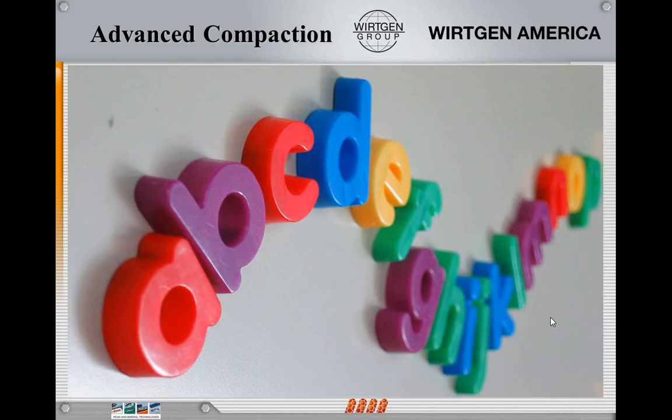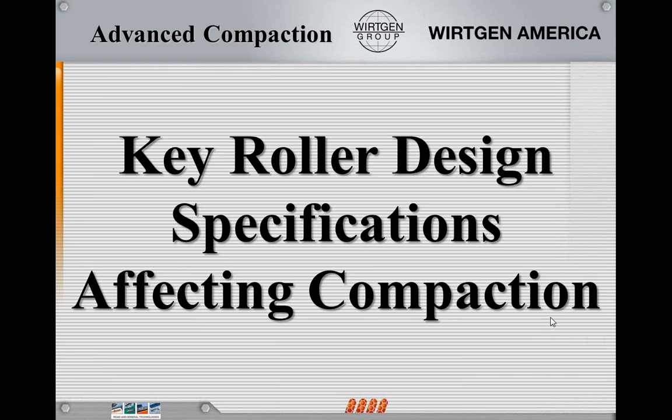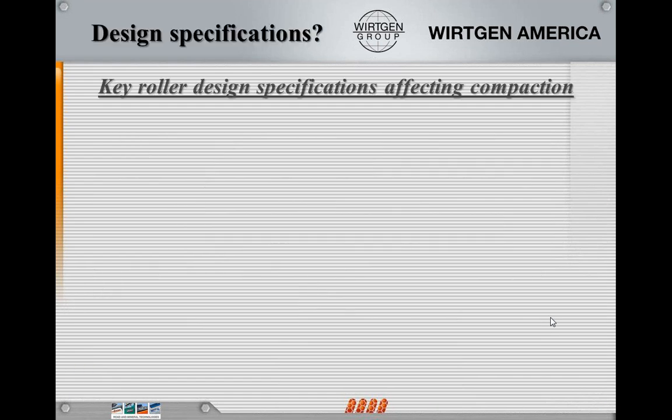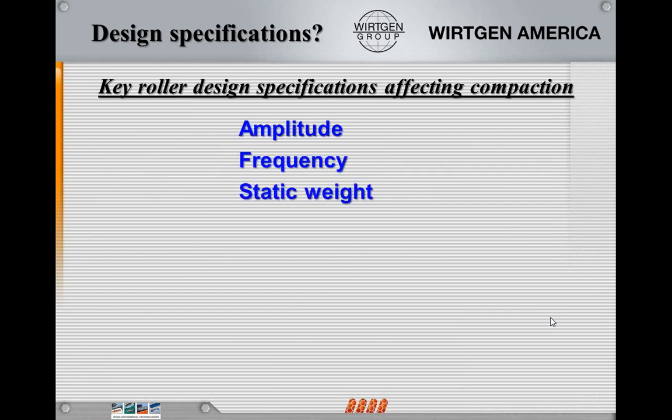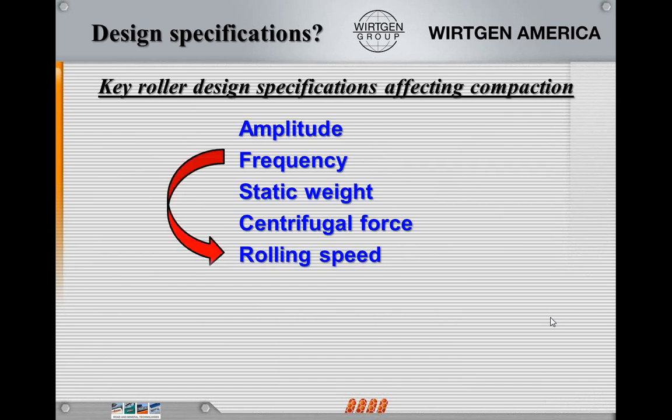But to get into more of the advanced compaction about this seminar, some of the key roller design specifications that affect compaction that we're going to look at, we're going to start with amplitude. Then we're going to talk a little bit more about frequency and the static weight of the rollers. We're going to talk about centrifugal force and how that affects it. And we're going to talk about roller speed. Roller speed and frequency tie together to make something very important called impact spacing. We're going to talk about that and show some examples of that coming up here as well.